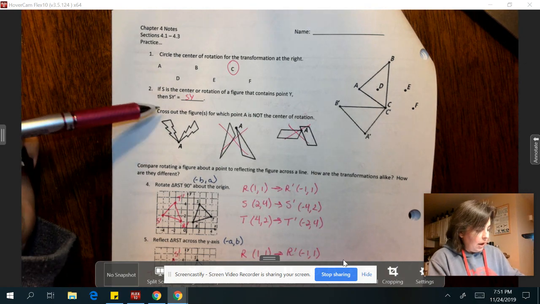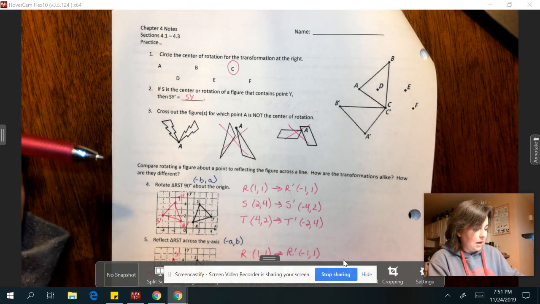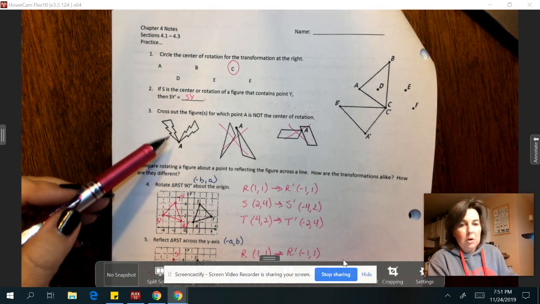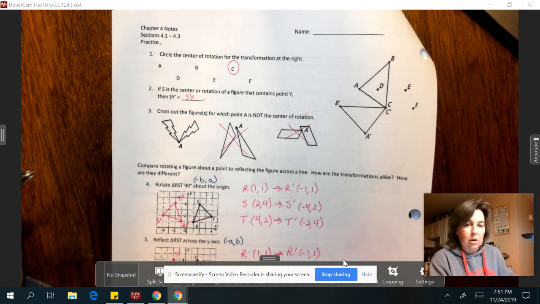Okay, and so for A, cross out the point for which A is not the center of rotation. This is the only one where A is the center of rotation. You'll see that this point on one lightning bolt is the same point on the other lightning bolt.